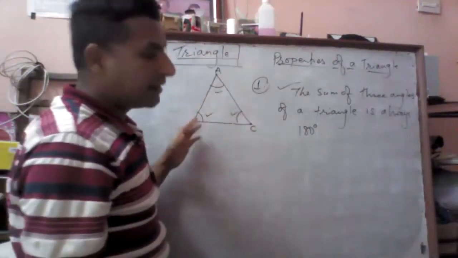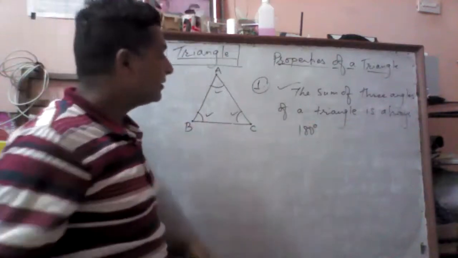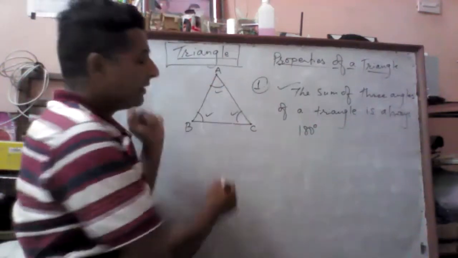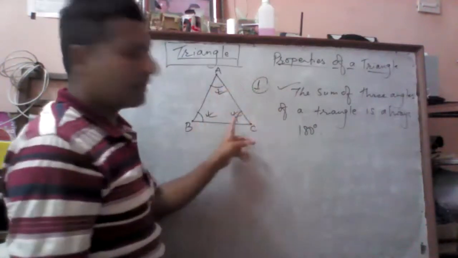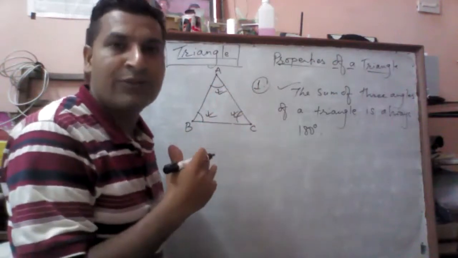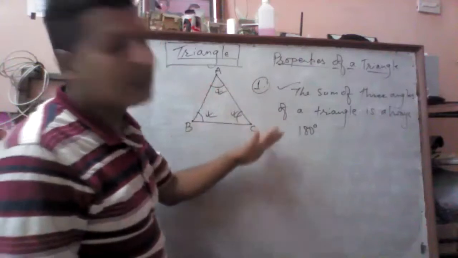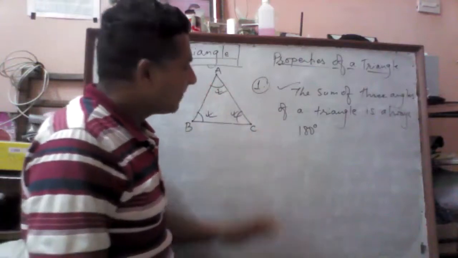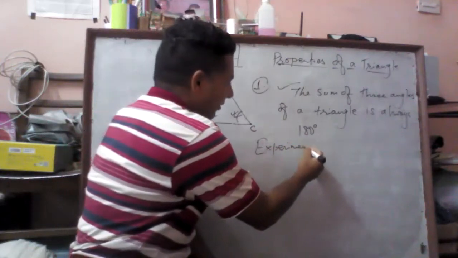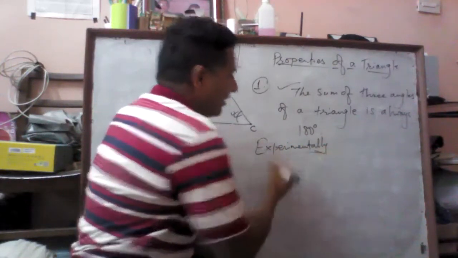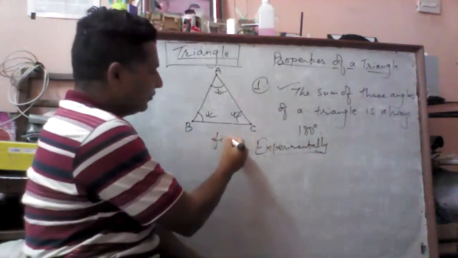There is no exterior angle, so we can just write three angles. Suppose this is angle A, we can measure this angle, angle B, angle C, and add them to find the sum. It is always 180 degrees. We can prove this statement experimentally also, and for the experimental proof, we have to draw at least two figures.